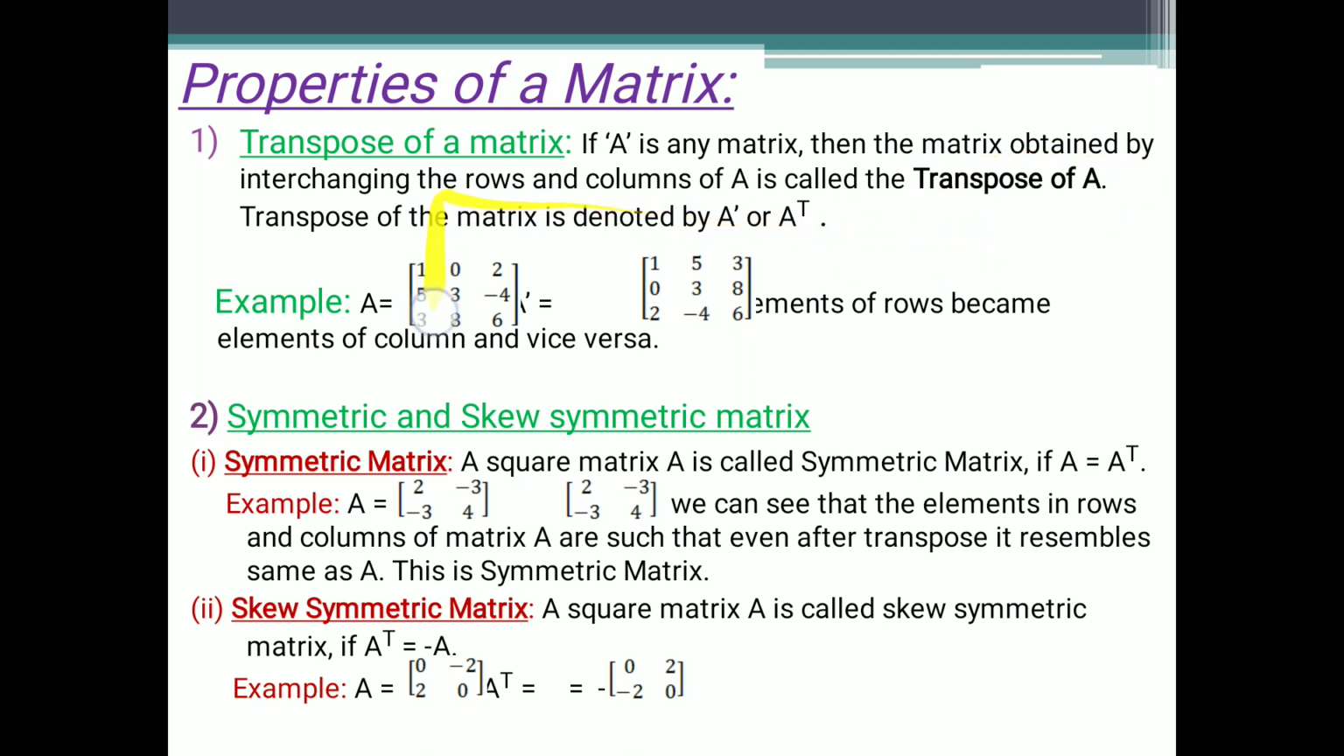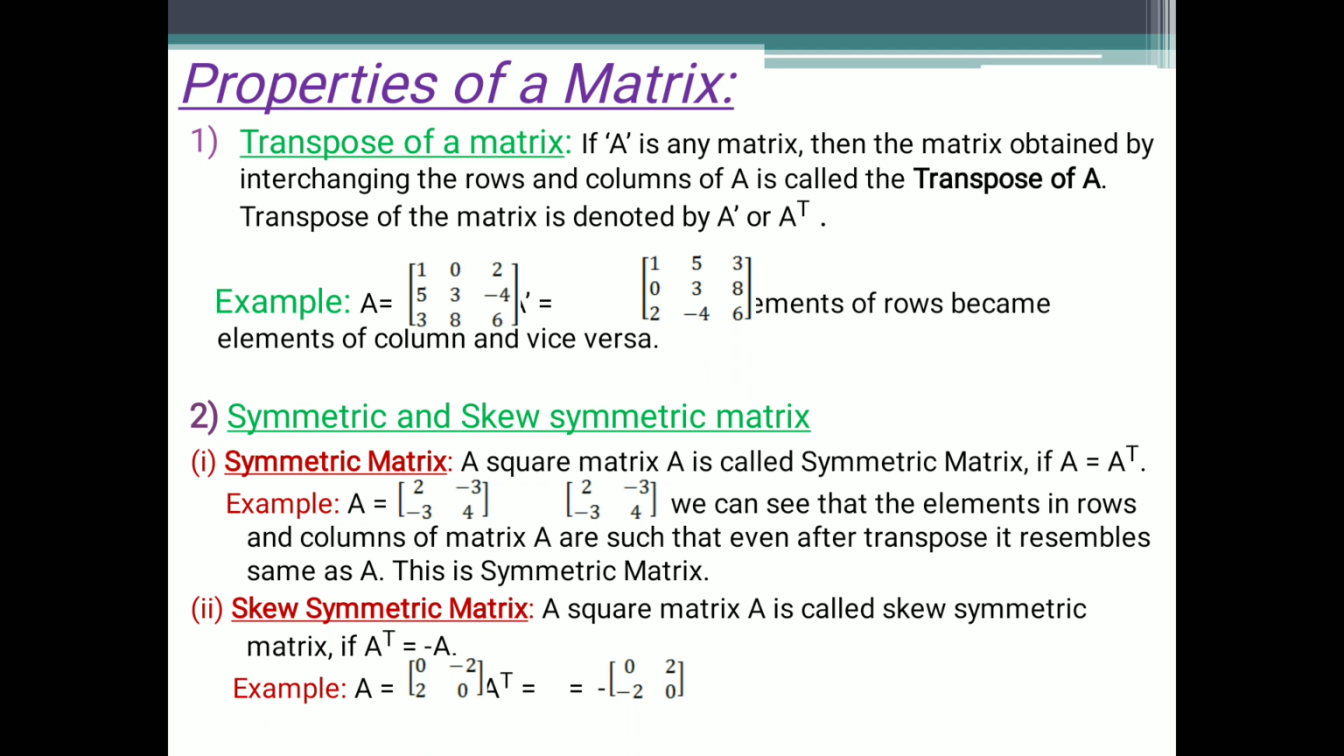That means whatever is there in the row, you can see the example, 1 0 2. If it is changed into a column 1 0 2 like this, then it will be a transpose. Like the row 5 3 4 becomes column 5 3 minus 4 over here. And 3 8 6 here becomes column 3 8 0, like this. So this is called transpose of a matrix. It is denoted by A dash or A to the power capital T. Clear? Now next, move on to symmetric and skew matrix.